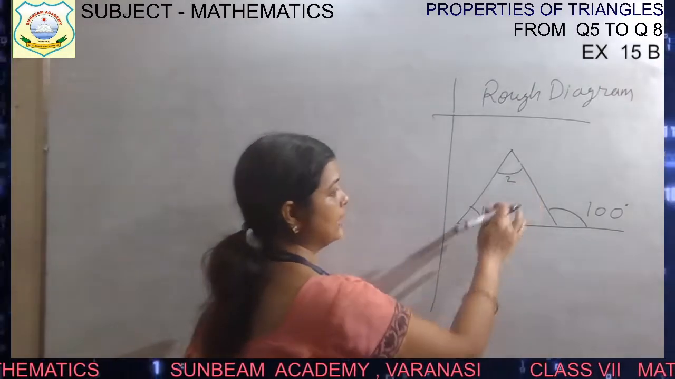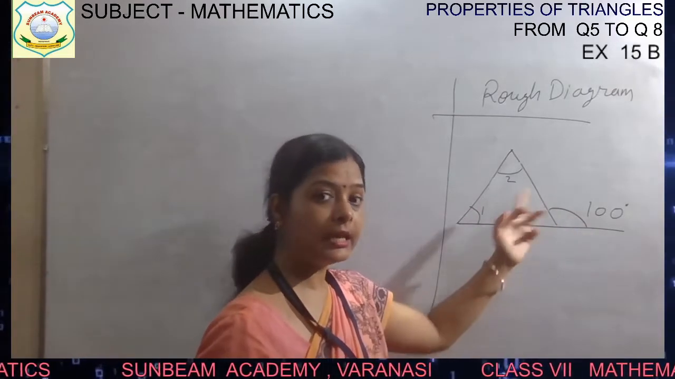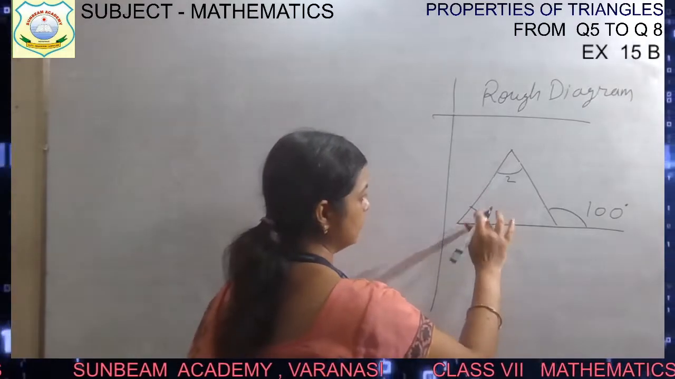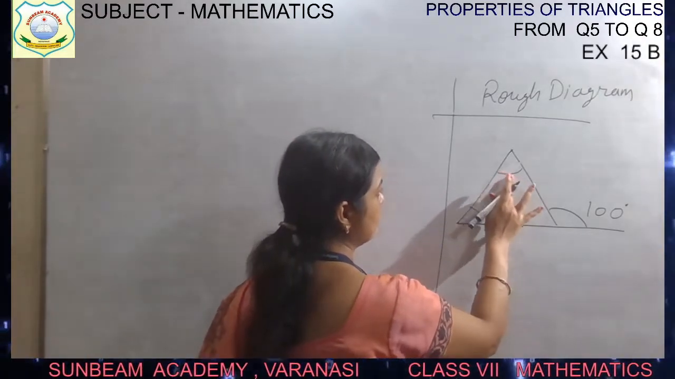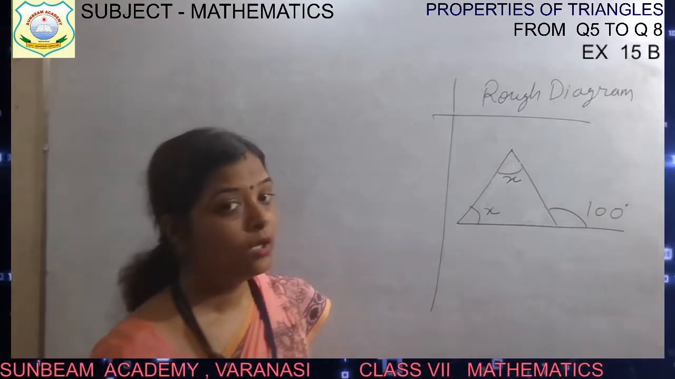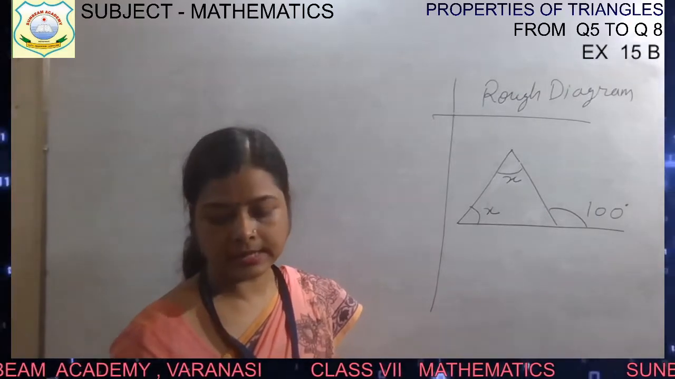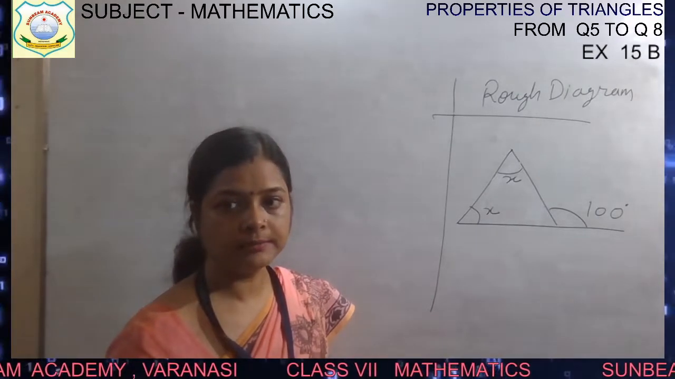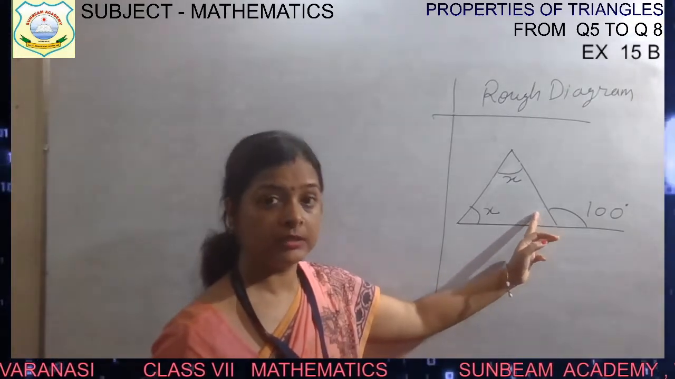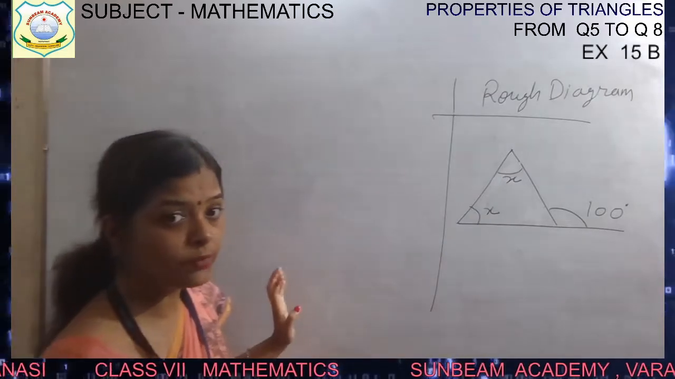So these two are interior and opposite angles of this exterior angle, and they are equal to each other, children. So if this will be x, this will also be equal to x. The question is asking, find the angles of this triangle. So now the third angle also we have to find. But first of all, find these two angles which are equal to each other.